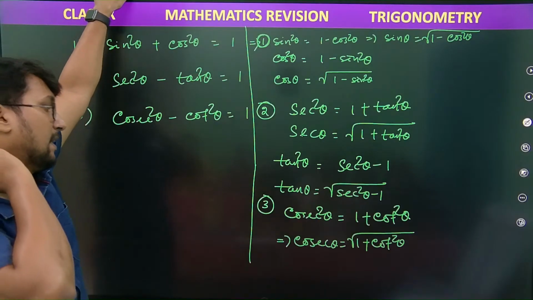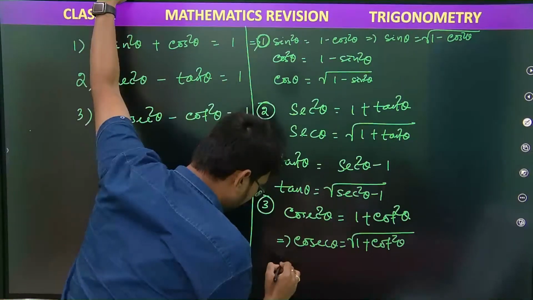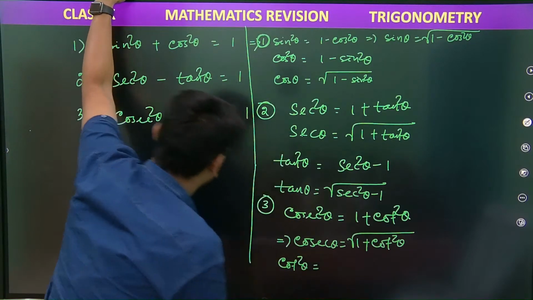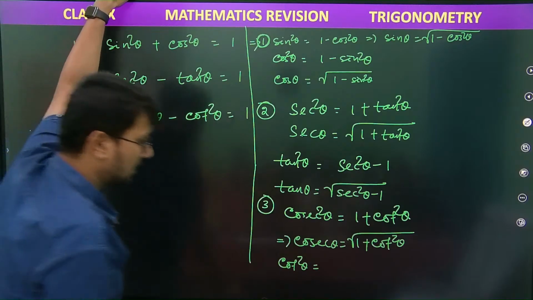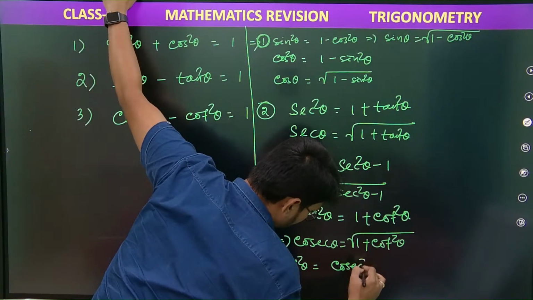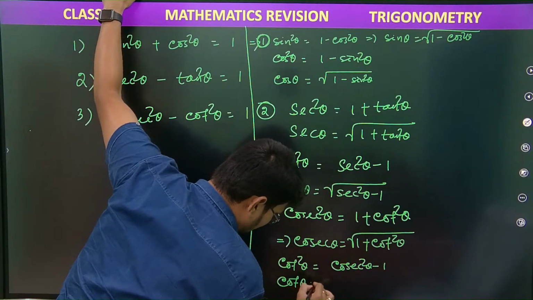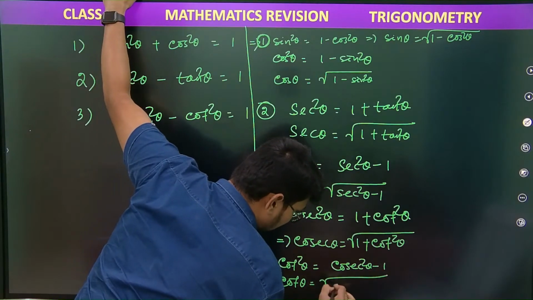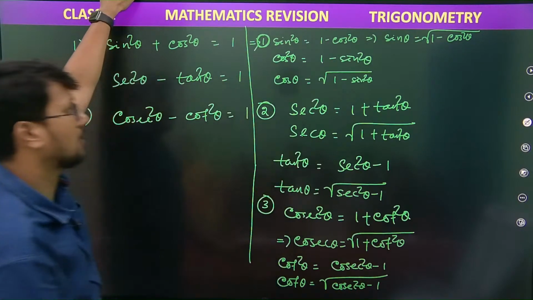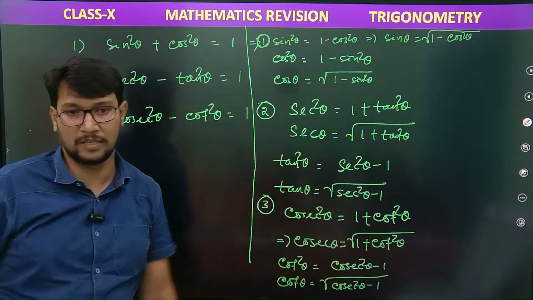Okay. Next, cot theta. What about cot theta? Cot square theta is cosec square theta minus 1. And from here, cot theta equals the square root of cosec square theta minus 1. Done, everyone. By this we will solve all questions now.